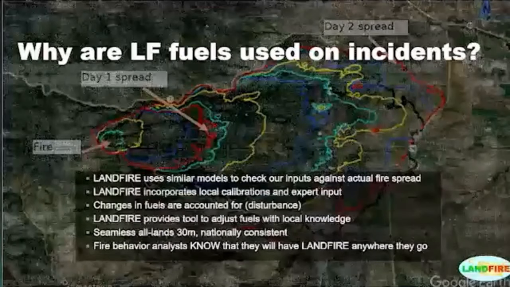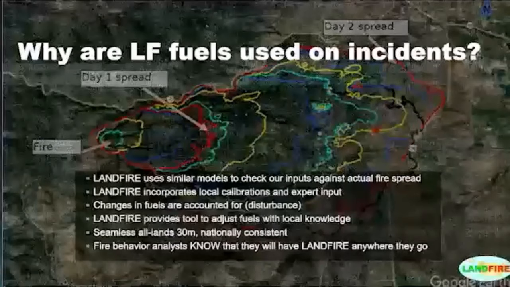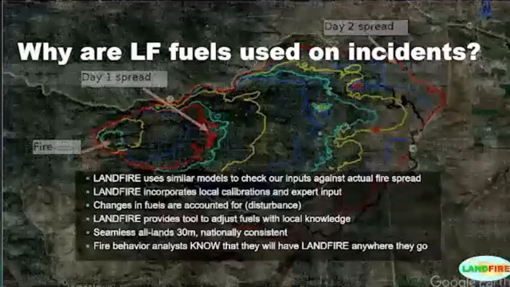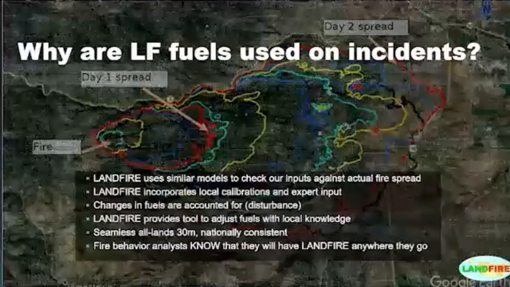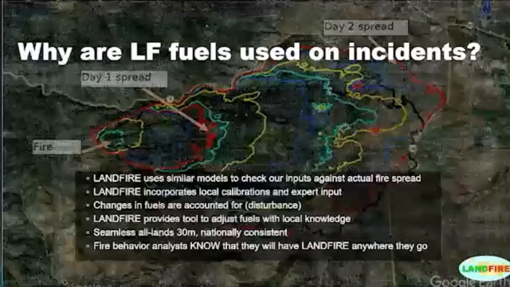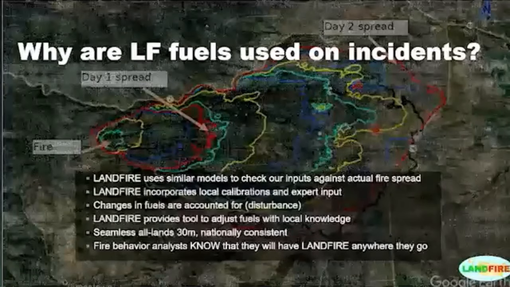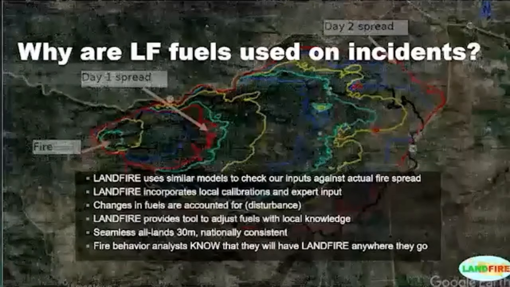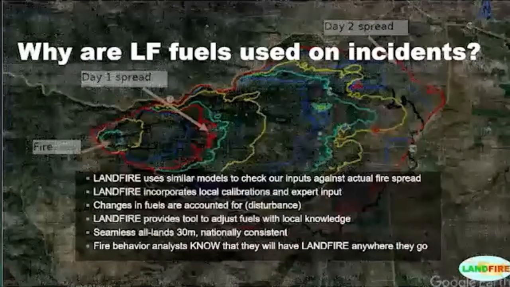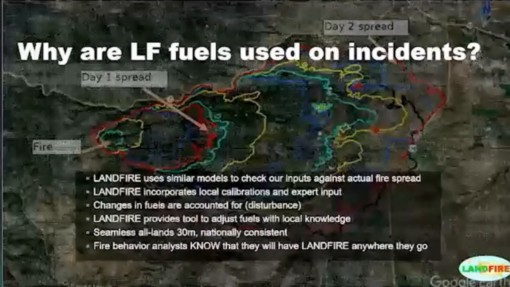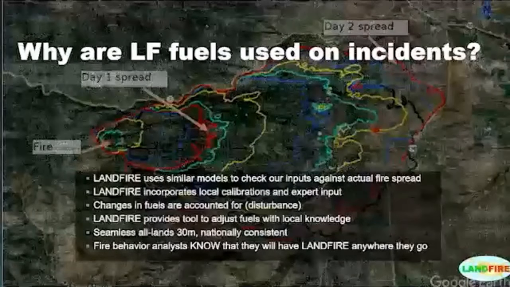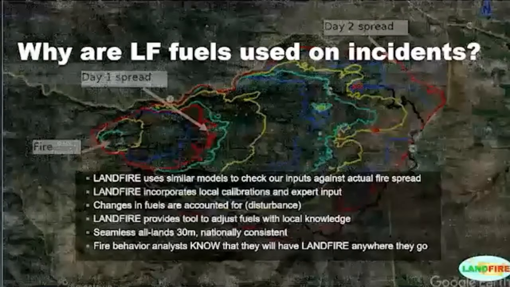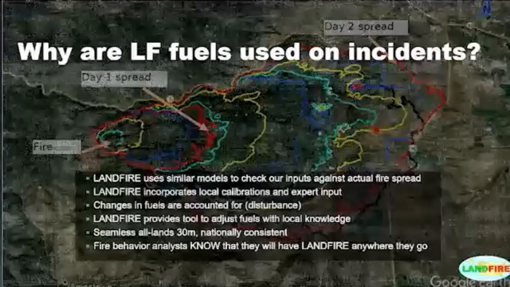We also use similar models to check our inputs against actual fires. If we have a fire, we ask, when we model this fire, is it going the same way that the fire actually went? So we check our data and make sure it's working well for these fire behavior models. Again, we incorporate that local input as we go. Changes in fuels due to disturbance are accounted for, and we're getting better and better at that, so we're getting less latency in our products.